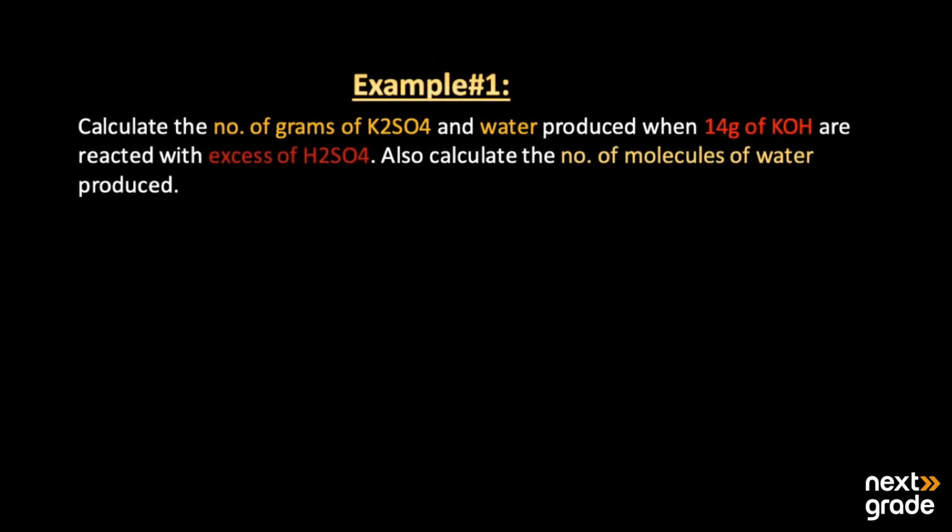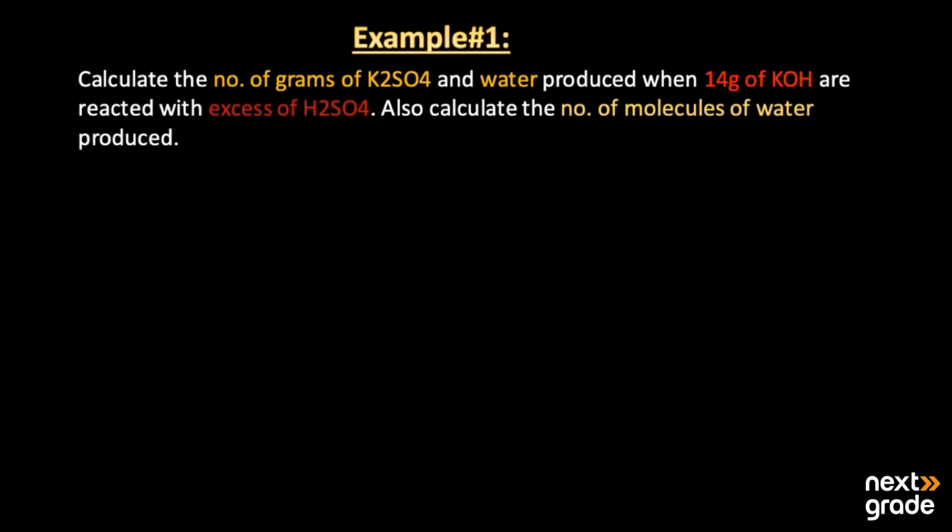Let's have a look at the first example, in which we have to calculate the number of grams of potassium sulfate. Here the products are potassium sulfate and water, which are produced when 14 grams of potassium hydroxide is reacted with excess H2SO4. First of all we have to write its chemical equation. So what will be its chemical equation?